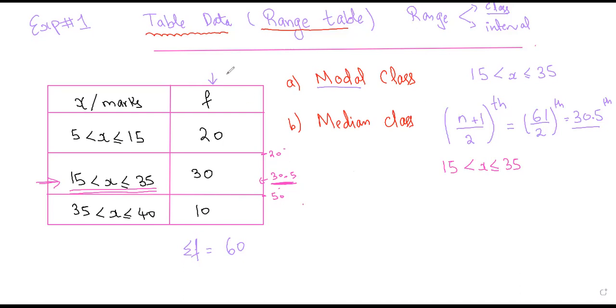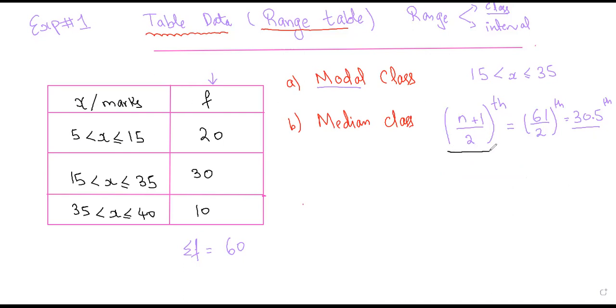Okay, I'll repeat this again because it could be confusing. For median, we just have 2 steps. Step 1 is to arrange the data in ascending order. But whenever the data is in tabular form, there's no point in arranging in ascending order because it is already arranged.